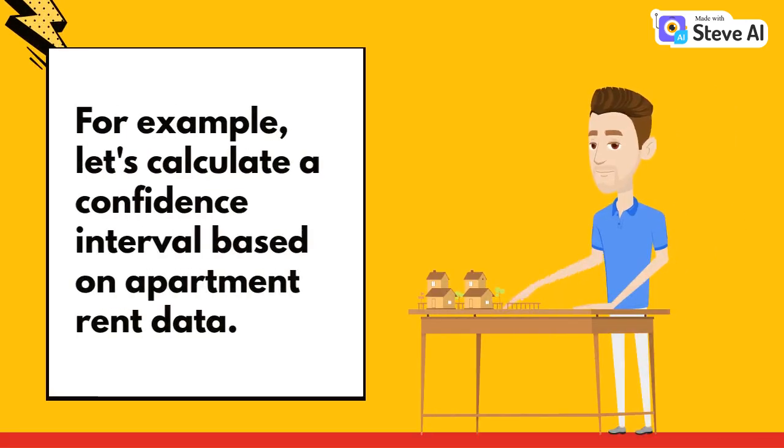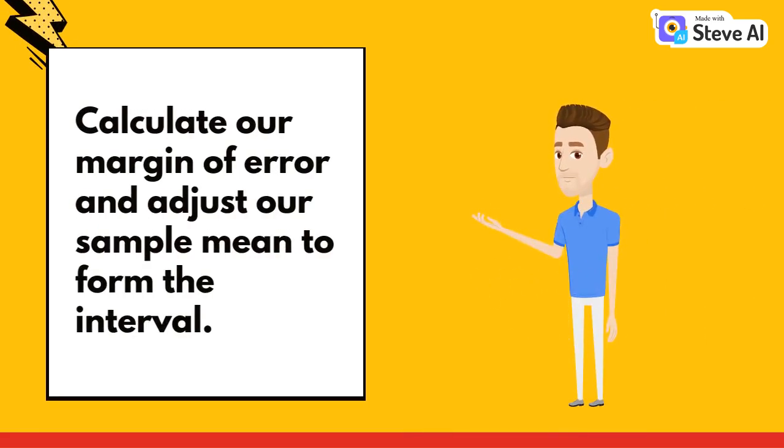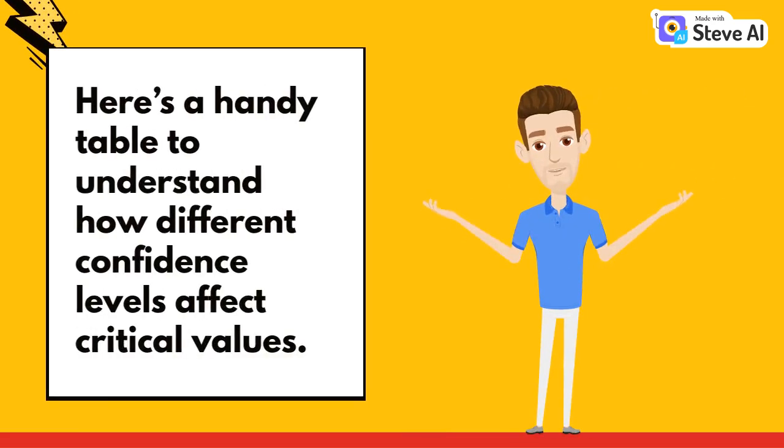For example, let's calculate a confidence interval based on apartment rent data. Calculate our margin of error and adjust our sample mean to form the interval. Here's a handy table to understand how different confidence levels affect critical values.